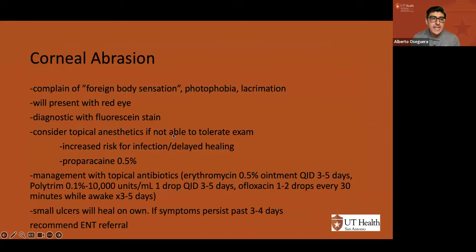Corneal abrasion. So again, this is not terribly common, but is something that you might come across. What will usually happen is patients will complain of this foreign body sensation in their eye, like they're trying to scratch their eye and they just can't seem to get rid of it. They'll complain of irritation with light or just continuous tearing. And of course, they'll probably have a red eye. The diagnostic test of choice is the fluorescent stain.